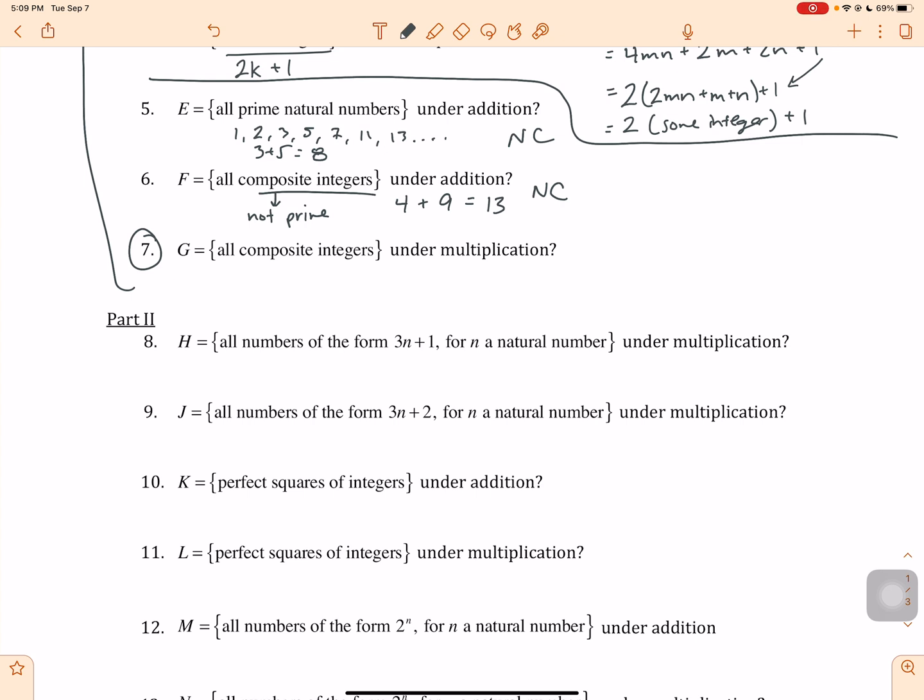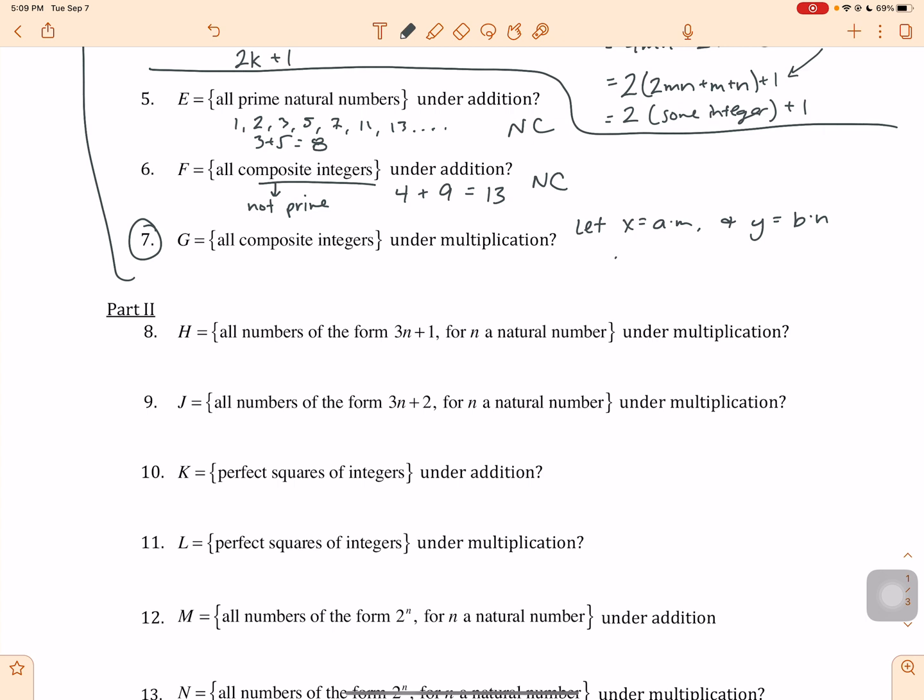So how the book sets this up, they define x equal a times m, where a and m are both some integer, right? And y equals b times n, where those are both some integers, right? So if we want to see if they're closed under multiplication, we want to see, okay, well, x times y would be the same as am times bn. Okay, and these are all just some integer, right?